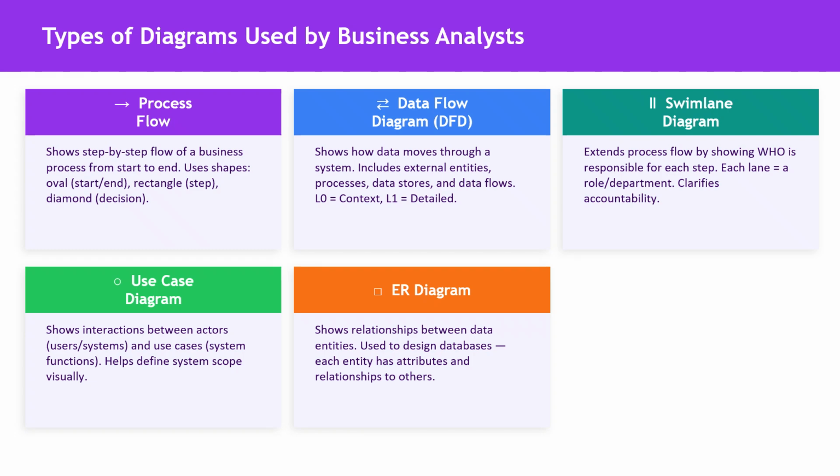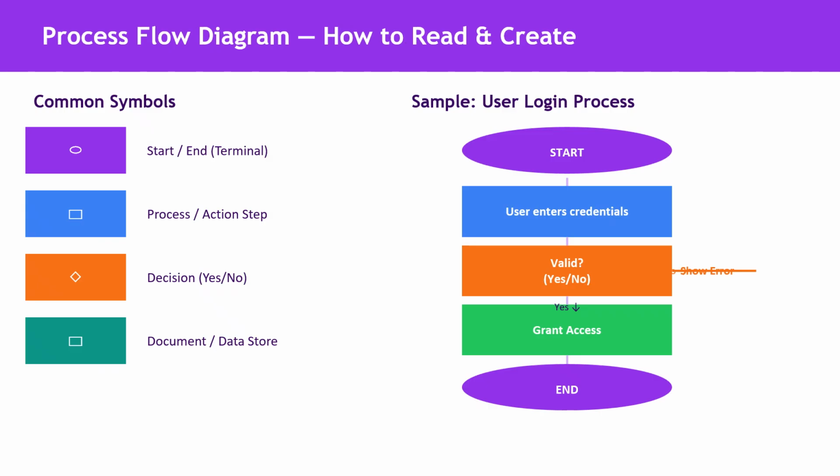So overall, process flow just explains steps. DFD is data movement. Swimlane is responsibility. Use case is interaction. ER is data structure. Now let's go deeper into process flow diagrams. These diagrams use standard symbols.